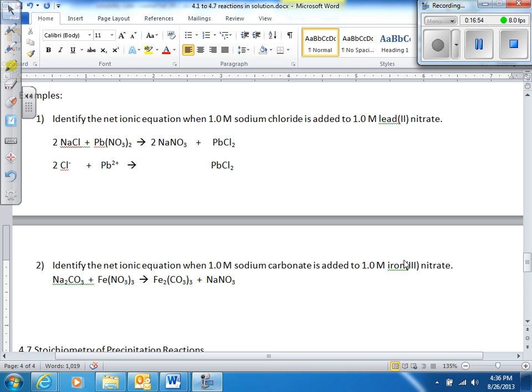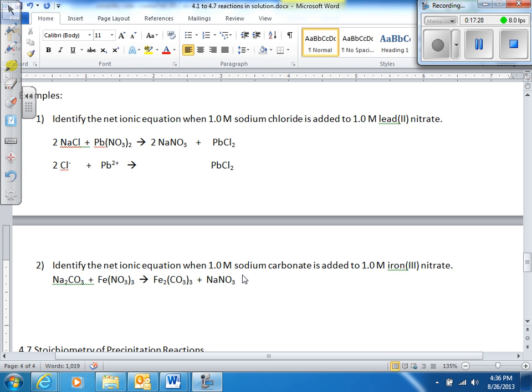I got these formulas from this right here, and sodium carbonate, carbonate's -2. We have to make this all add up to 0. Now I put the iron with the carbonate. Iron was +3. Carbonate's -2. To make that add to 0, I need 2 irons. If I have 2 iron 3s, that adds to +6. Carbonates are -2, and 3 -2s is -6. So this did add to 0. Sodium's +1. Nitrate's -1. We're good.